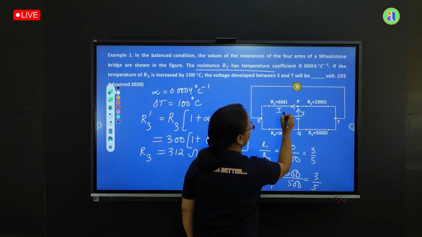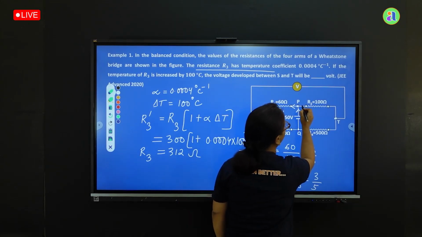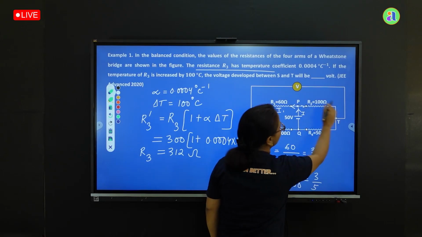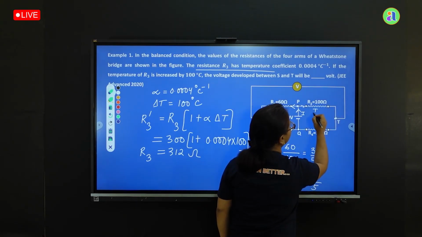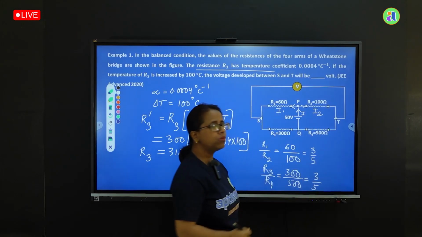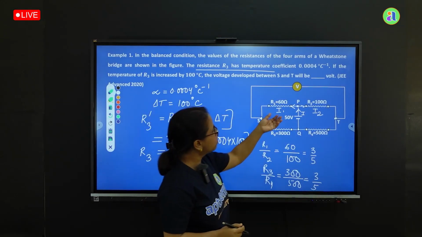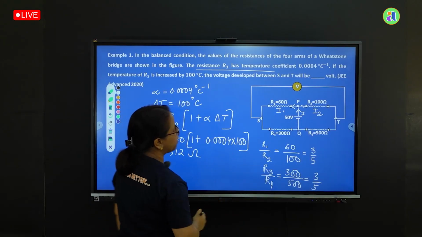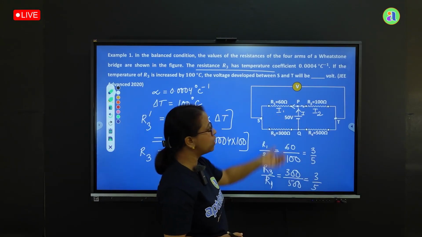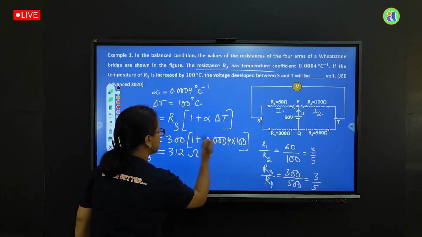Let us assume that part as I1, and the other part of I is passing through the right hand side of the circuit. So we can see this part, let us take it as I2. Now in an attempt to calculate the values of I1 and I2, we apply Ohm's law, that is V equals IR. So let's look at that.